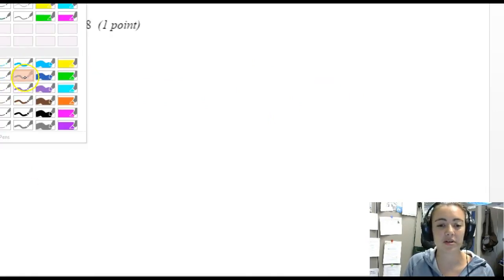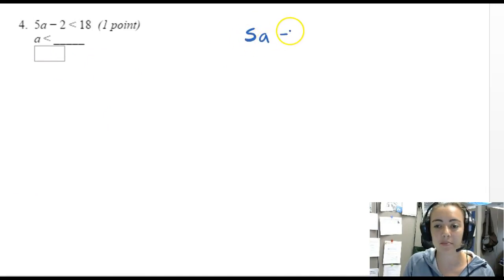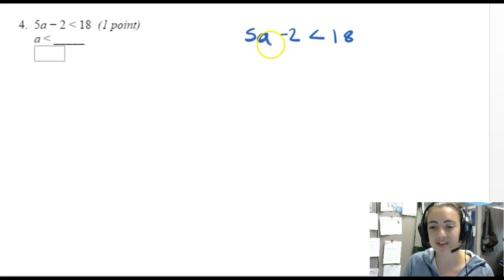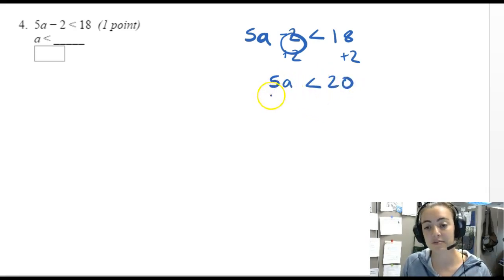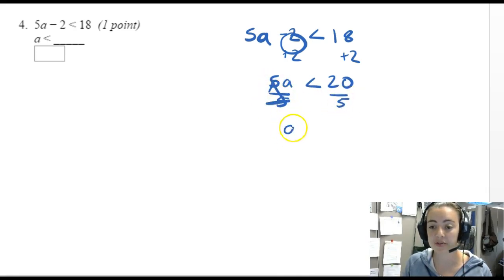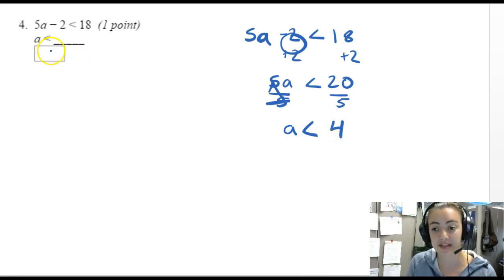For question 4, we have 5a minus 2 is less than 18. So again, we're trying to isolate the variable, get a by itself. So we'll add 2 to both sides. -2 plus 2 is 0. So now we have 5a is less than 18 plus 2, which is 20. 5 times a, the inverse would be divide by 5. 5 divided by 5 is 1, so we have a. 20 divided by 5 is 4. We did not multiply or divide by a negative number, so the inequality symbol stays the same. So we have a is less than 4.